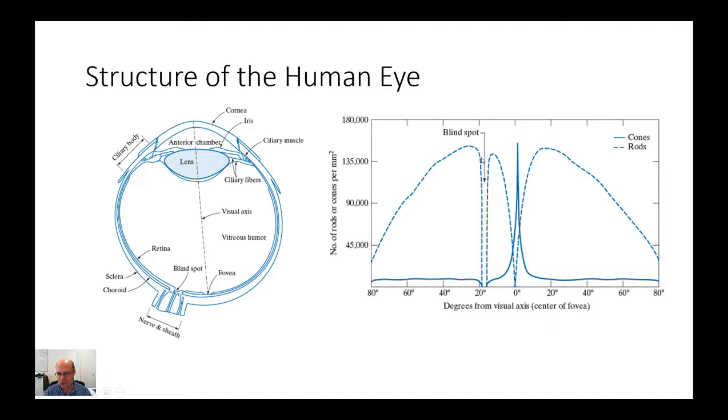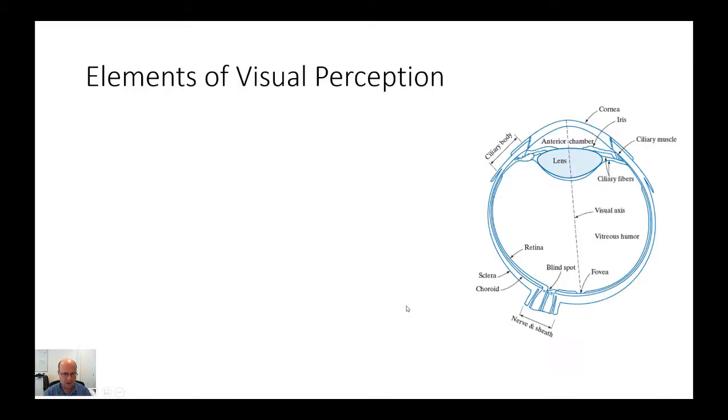And you see that there is a point here where there are no rods or cones. This is the blind spot. We really don't see anything at the blind spot. You don't see a black hole in the middle of your eye because your brain is covering it up with information. It's making a kind of interpolation of pixel levels around it.